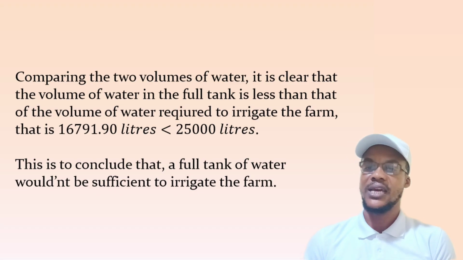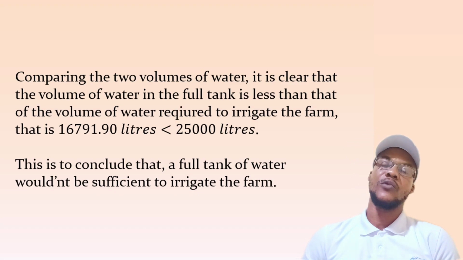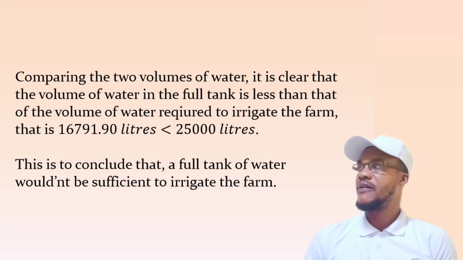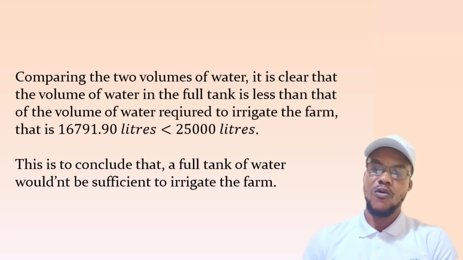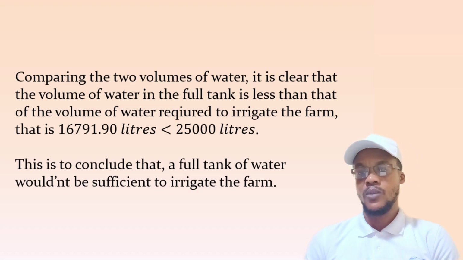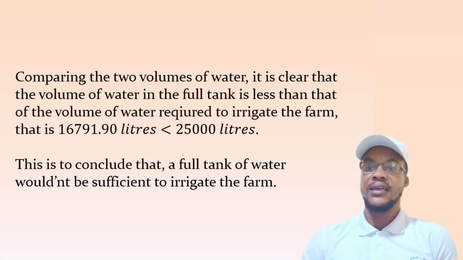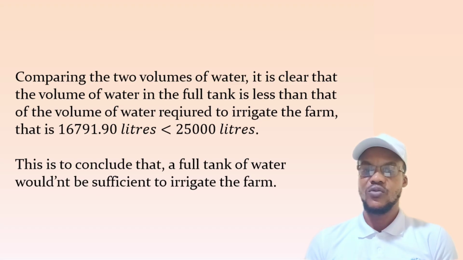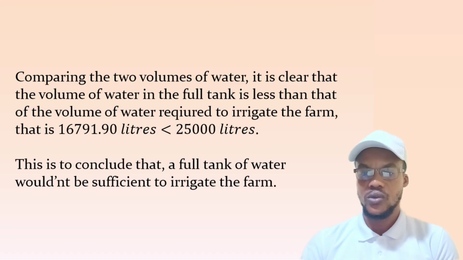So you see that the farm requires more liters of water as compared to what the contractor built. In this case, we can conclude that a full tank of water wouldn't be sufficient to irrigate the farm. That is what the question asks, and that's all. You see that this question is very basic. So when you get questions like this, my dear student, take your time, relax, and you get everything right.